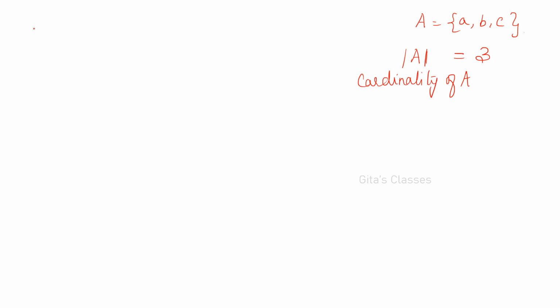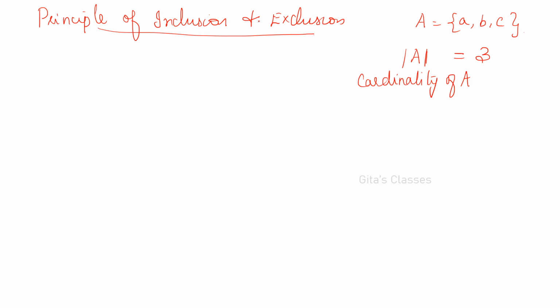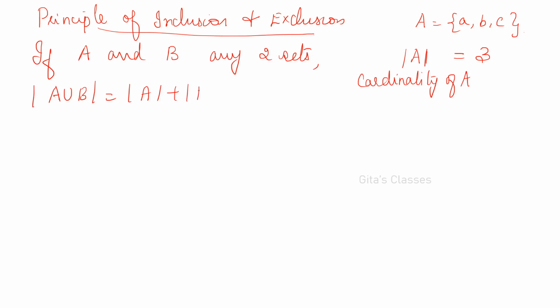So if you have two sets A, B, then the principle of inclusion and exclusion theorem says that if A and B are two finite subsets of the universal set, or if you take any two sets, A and B, then cardinality of A union B is equal to cardinality of A plus cardinality of B minus cardinality of A intersection B. The same thing we have studied for probability also, right? Here it is not probability, it is cardinality, right?